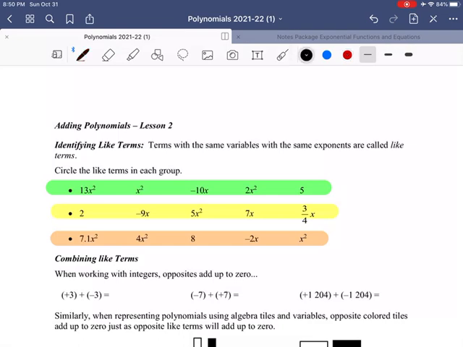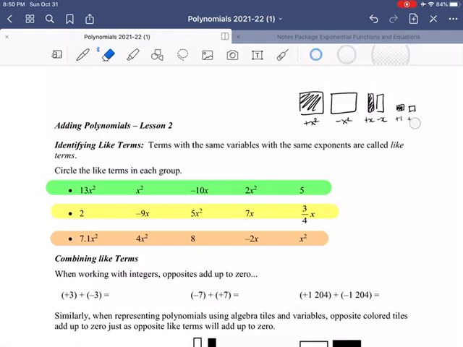So in the last lesson we talked about x squareds, positive and negative x squareds as being big rectangles. And then we talked about positive and negative x's as being rectangles, and then positive and negative ones as being little squares. The last one should be negative 1. Okay, so basically you're looking through and saying what have the same shape.